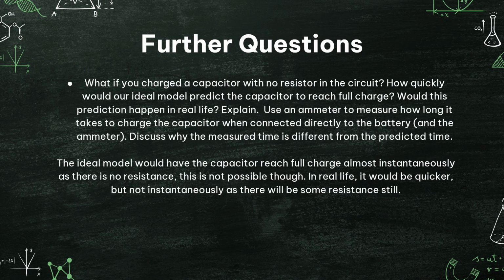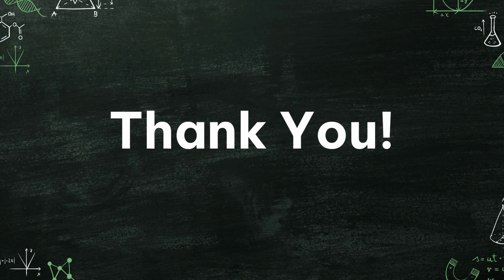Now, if we were to have charged a capacitor with no resistor, then the ideal model would have had the capacitor reaching full charge almost instantaneously since there'd be no resistance. However, this would not be possible, and in real life, this would still be quicker, but it wouldn't be instantaneous, as there's still going to be a little bit of resistance within the circuit. Thank you for listening to my Lab 3 about circuits.